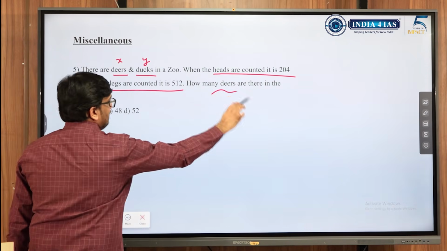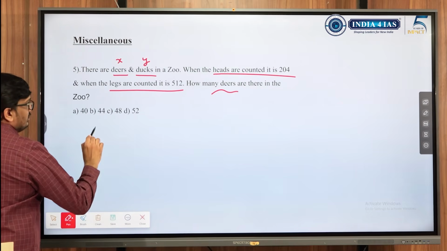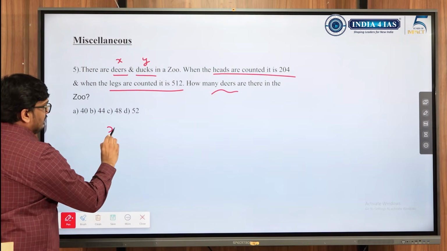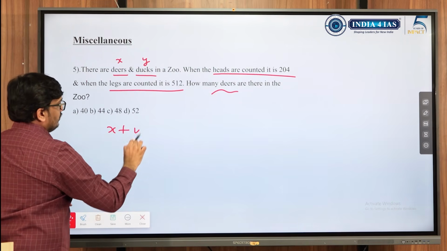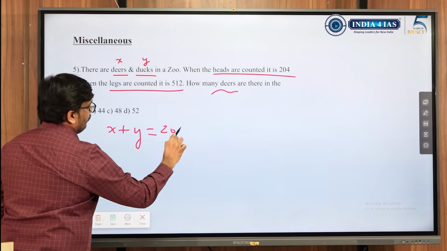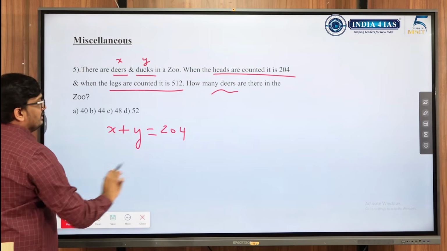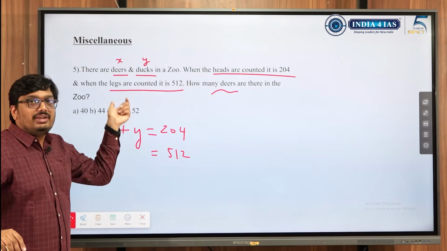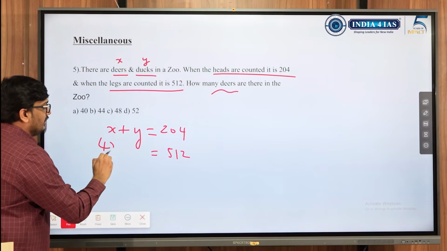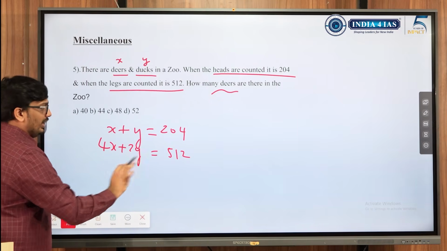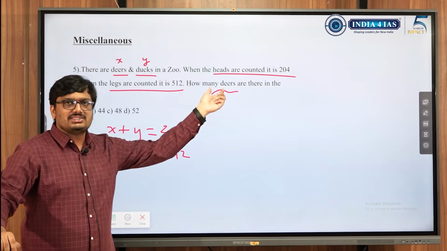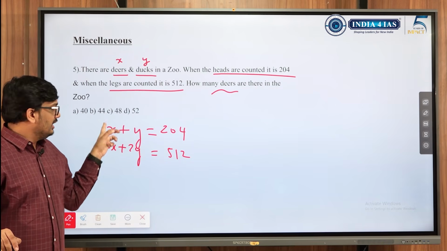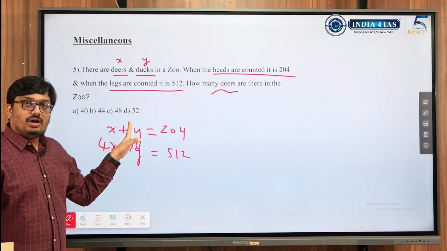You should find deers. All living creatures have only one head. So X into 1 is X, Y into 1 is Y, so total heads will be 204. Then legs is 512. You know deers have 4 legs, 4 into X. Ducks have 2 legs, 2 into Y. They are asking to find deers. If you want to find deer, keep the X term. You can cancel Y. How to cancel Y?